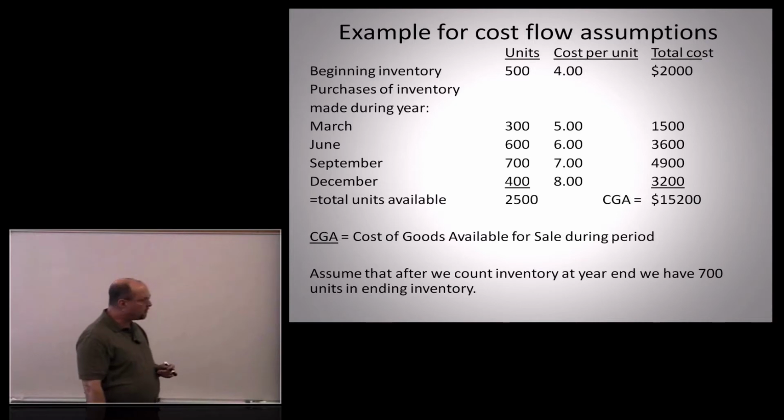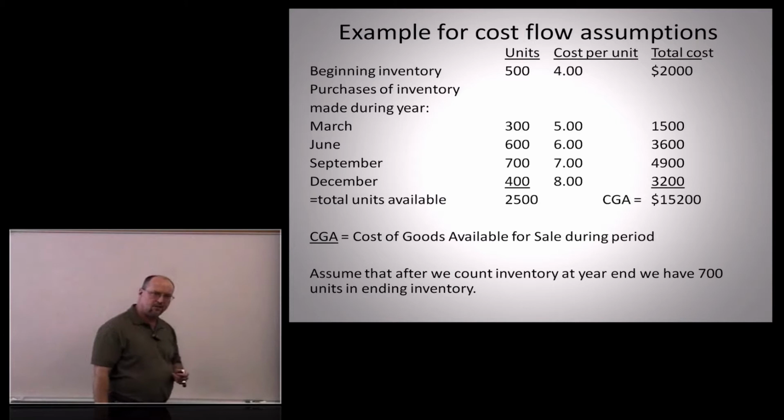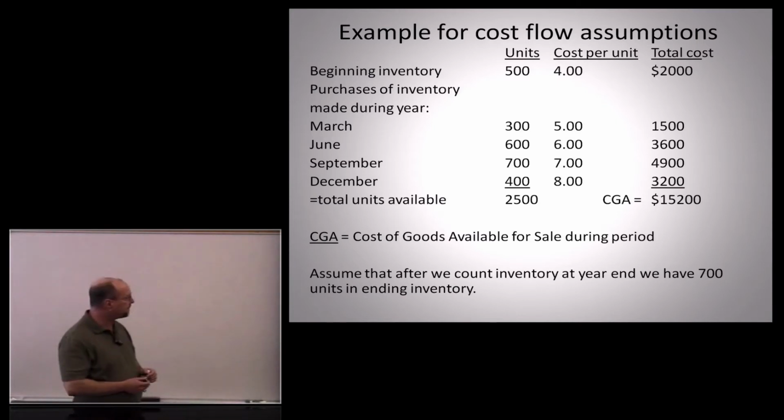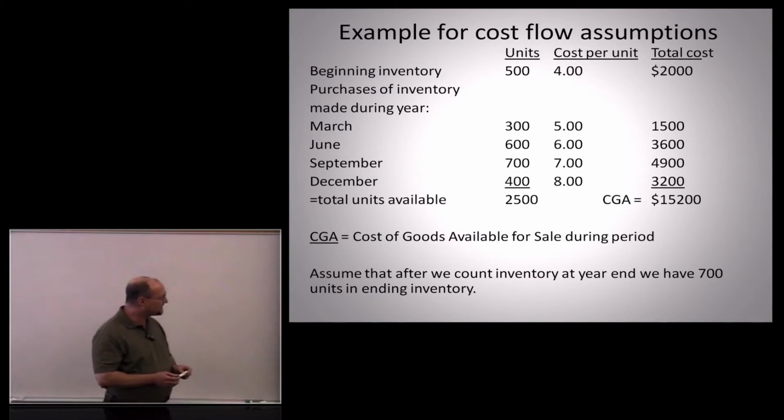Okay, so here's the data we're going to work with. Beginning inventory, we have 500 units, 500 chairs, coffee mugs, whatever it may be. We paid $4 each for a cost of $2,000. In March, we bought 300 units. We paid $5 each. 300 times 5, $1,500. June, we bought 600 units at $6 each, worth $3,600. September, we bought 700 units, $7 a piece, $4,900. And December, we bought 400 units at $8 each for a total of $3,200. So we add up the physical units in beginning inventory, and we add up our purchases.